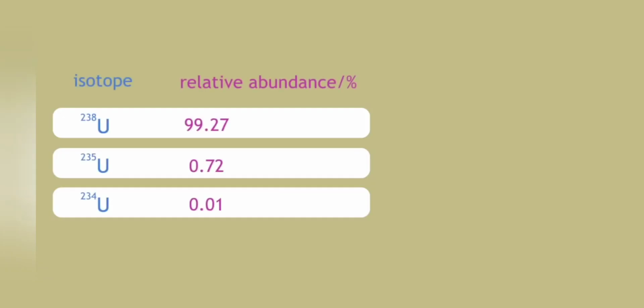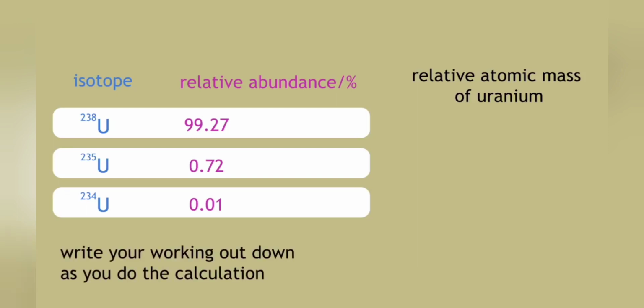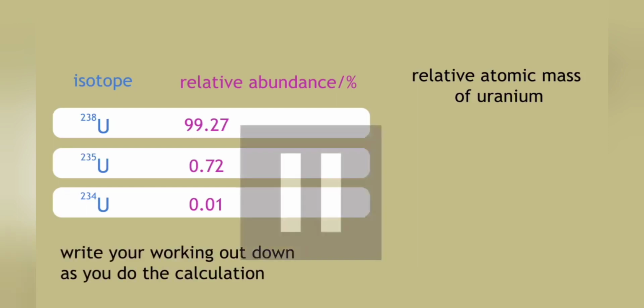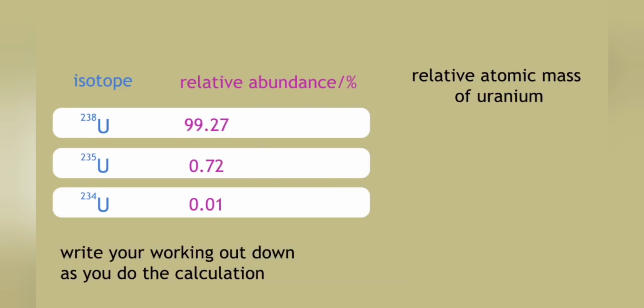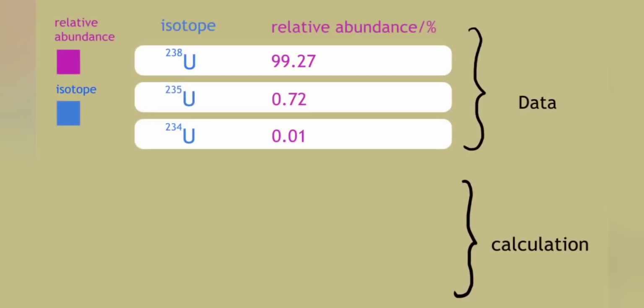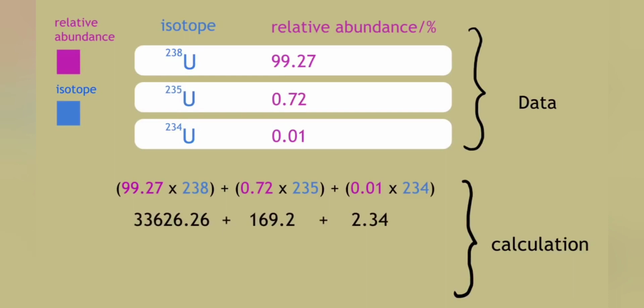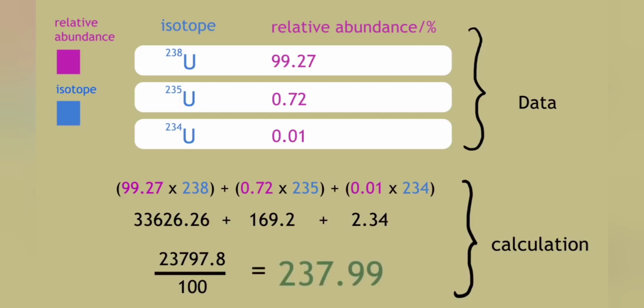Here's a challenge. From the following data, calculate the relative atomic mass of uranium. Pause and continue when ready. Make sure you write your working out down as you do the calculation. The correct answer and working out is displayed on the screen. Remember, you then have to divide this value by 100. That gave you 237.99. Did you get it right?